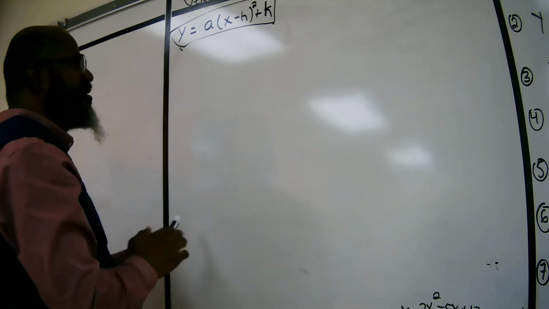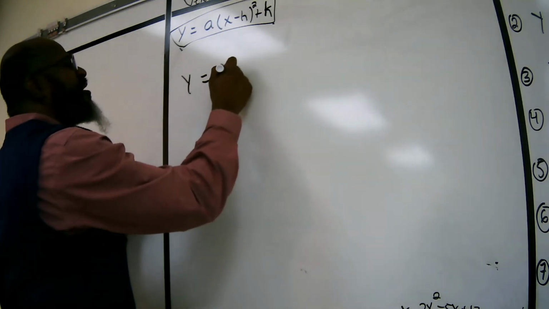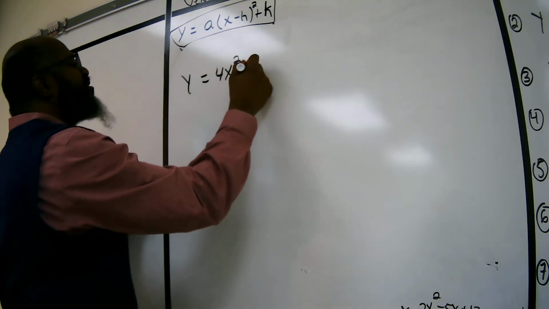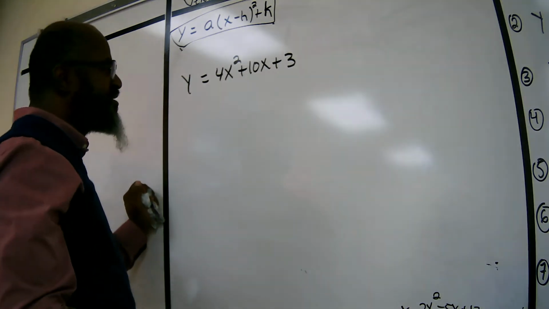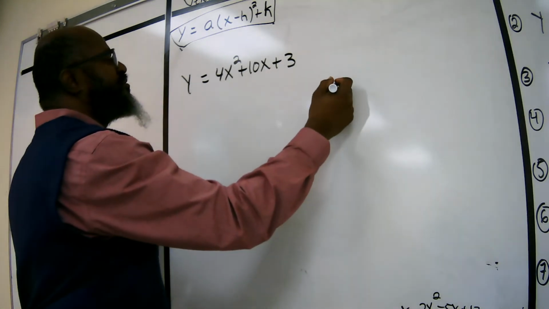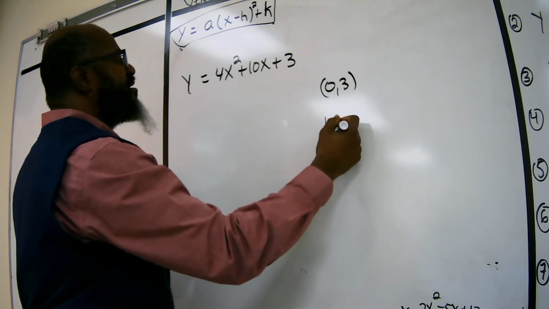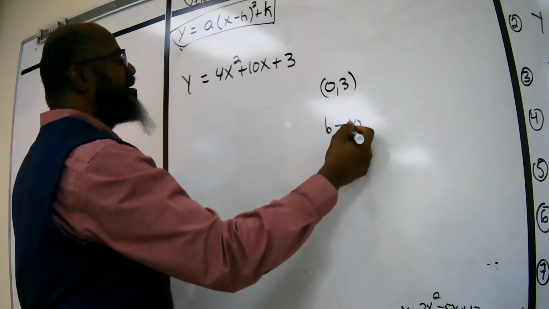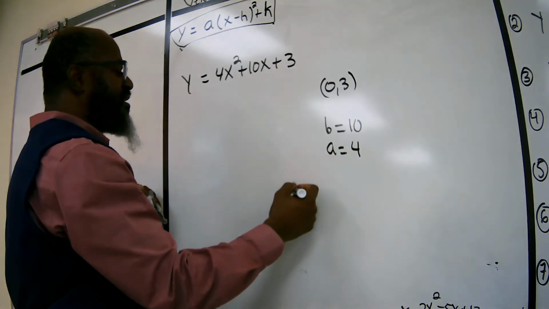Next equation is y equals 4x squared plus 10x plus 3. We're doing both versions. The y-intercept will be (0, 3), right? In this case, b is 10 and a is 4. We're going to do the axis of symmetry.